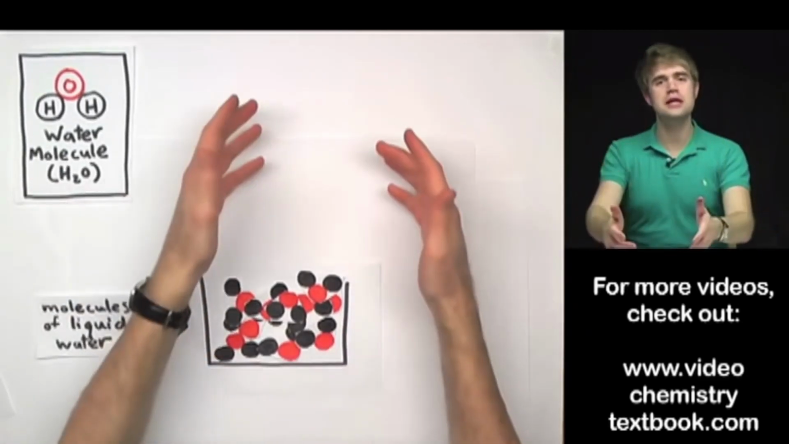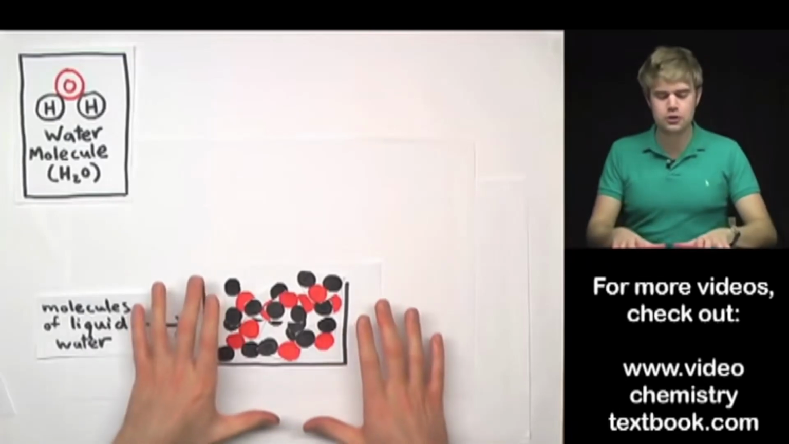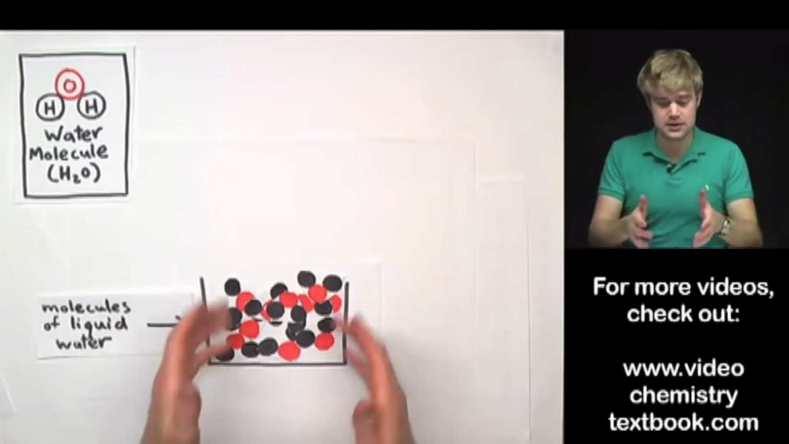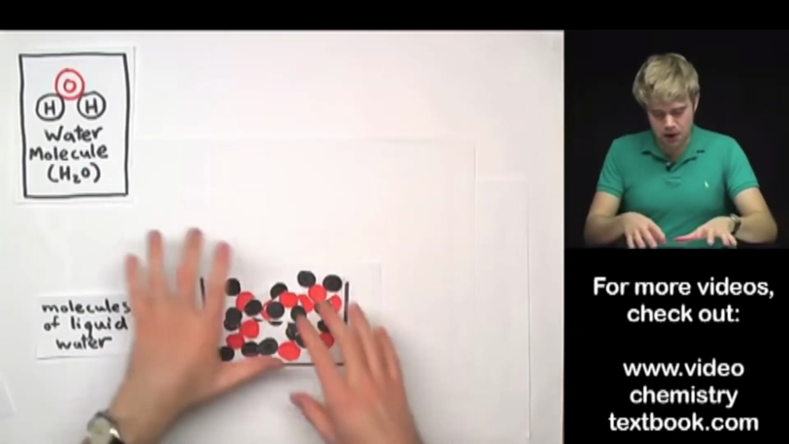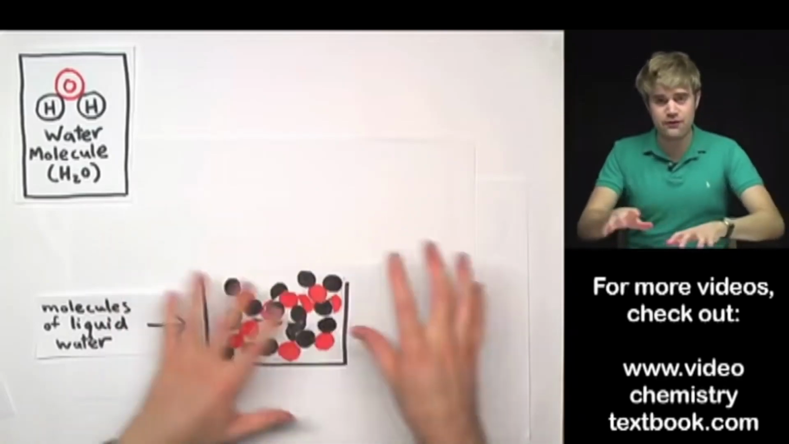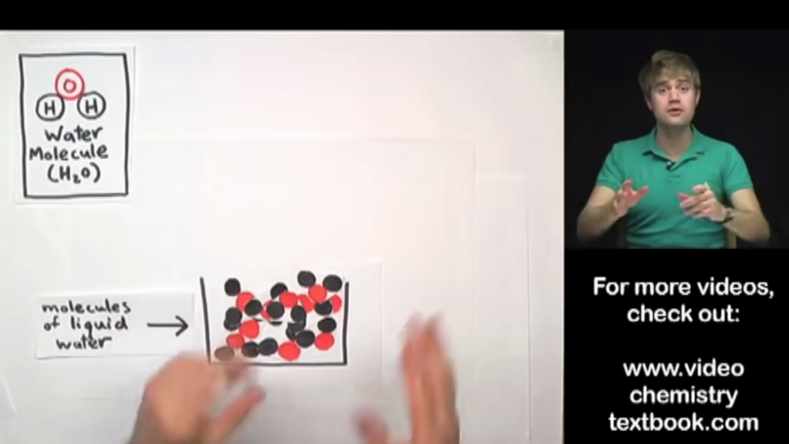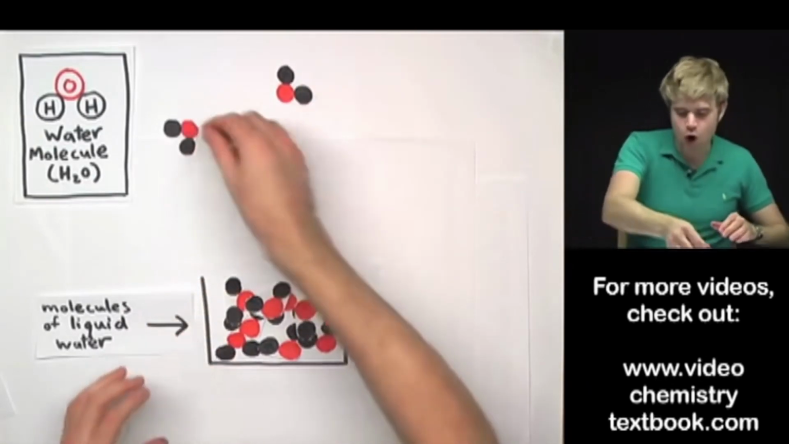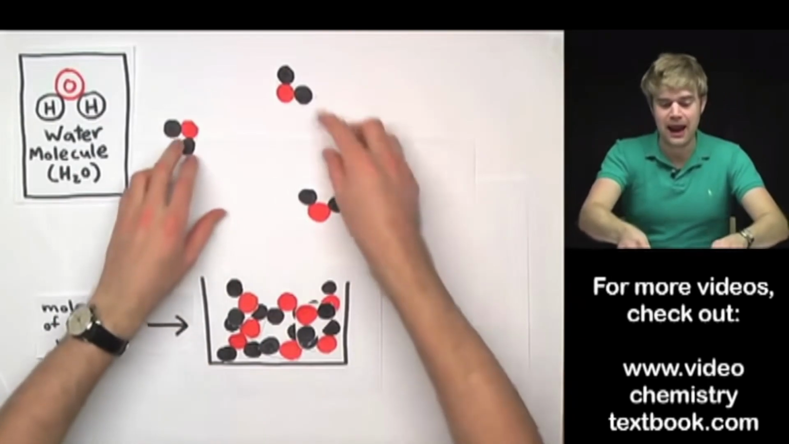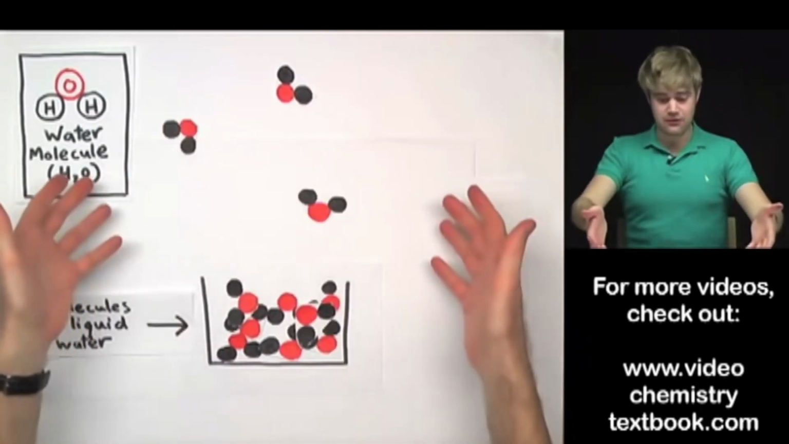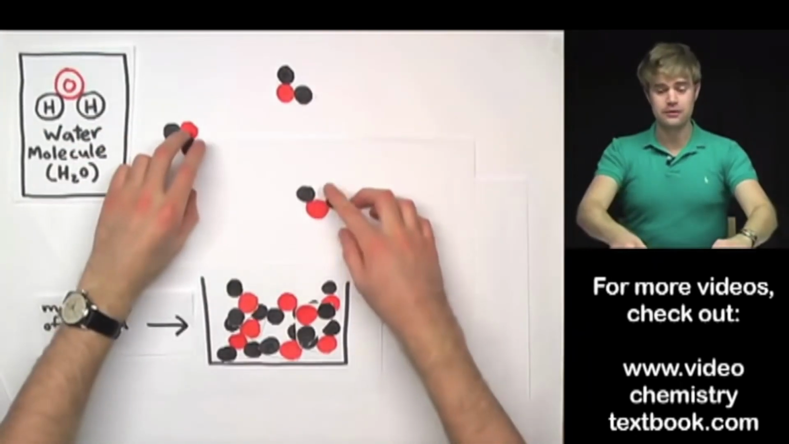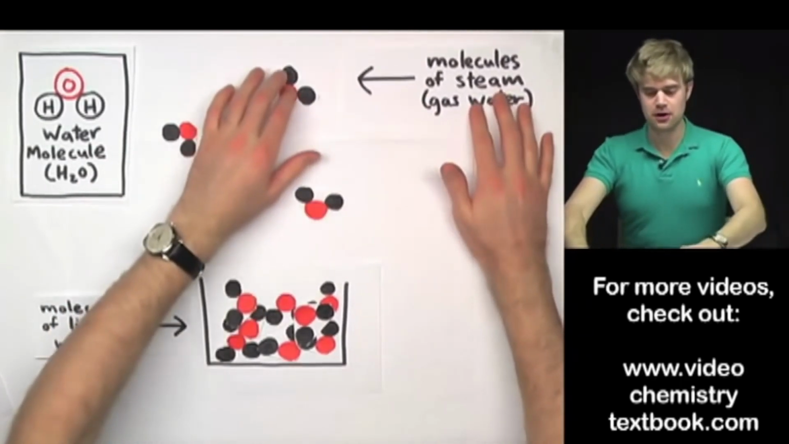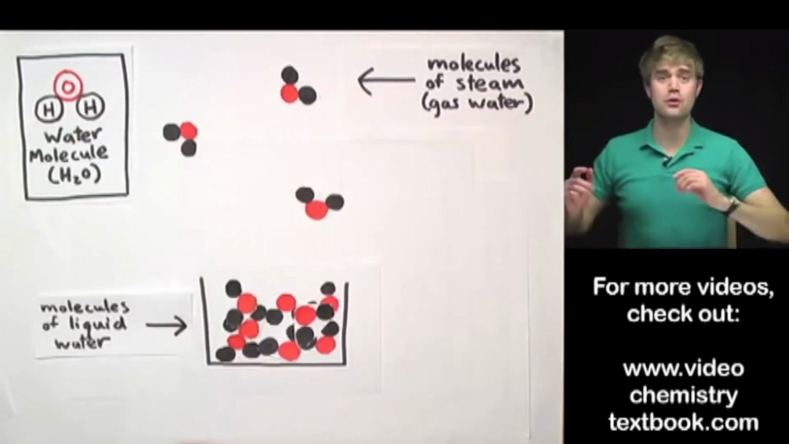Let's now make some steam, some gas water. What we're going to do is we're going to heat up this liquid water. And as we heat it up, the molecules in it are going to start moving faster and faster and faster until some of them are moving so fast that zoom, they can jump, shoom, right out of the liquid water, enter the air above that liquid, and start flying around. Now, these guys up here are molecules of steam, also known as gas water.